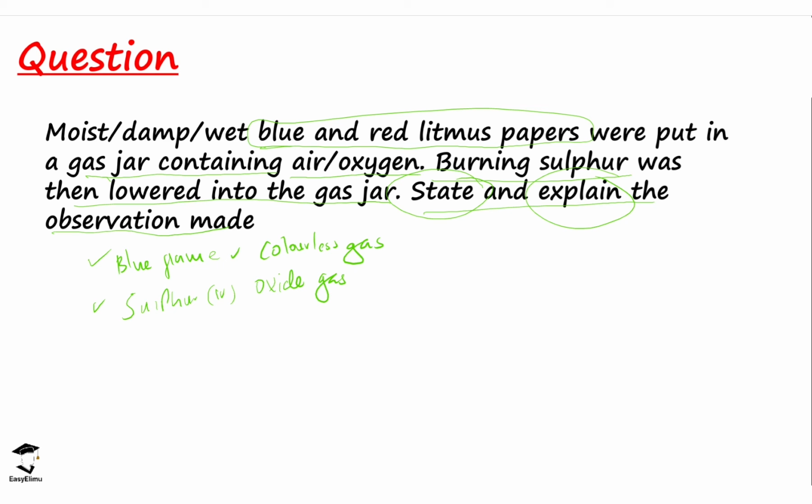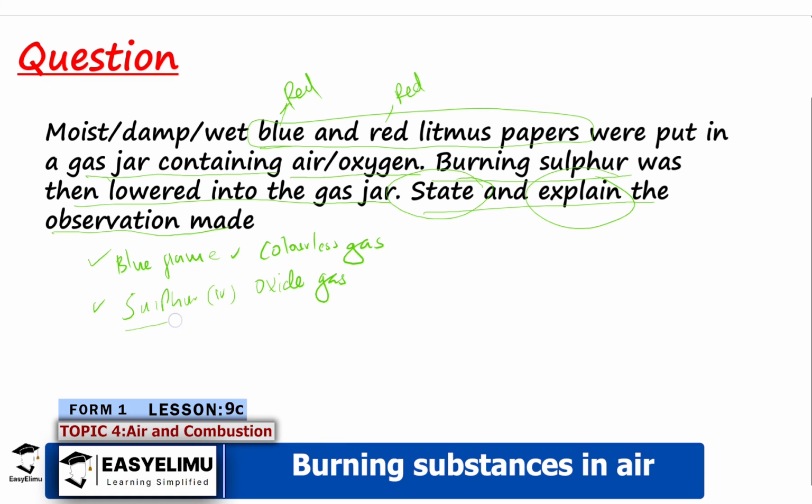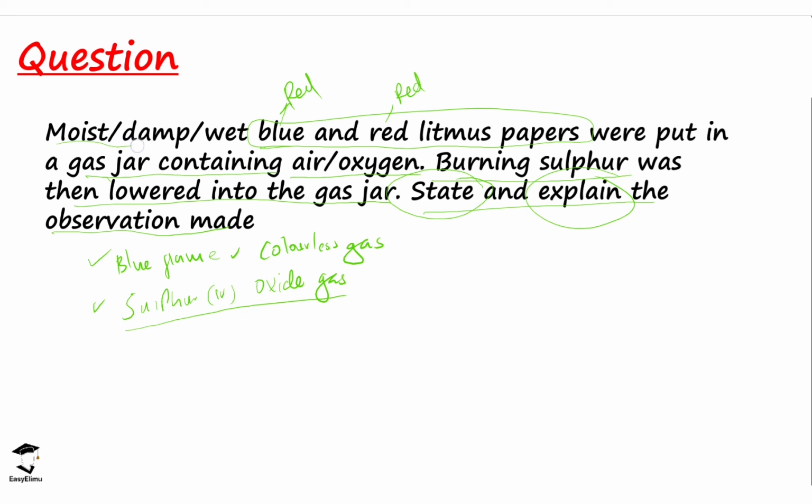So this sulfur 4 oxide, remember, our litmus paper is the main concern. So the blue litmus paper and red litmus paper, we know that the blue is going to turn red and the red is going to remain red. This is because now this sulfur 4 oxide that has been produced, when it reacts with the wetness or the water on the blue litmus paper or the red litmus paper, it forms sulfurous acid. This is the acid that turns wet blue litmus paper red, and the red litmus paper remains red.